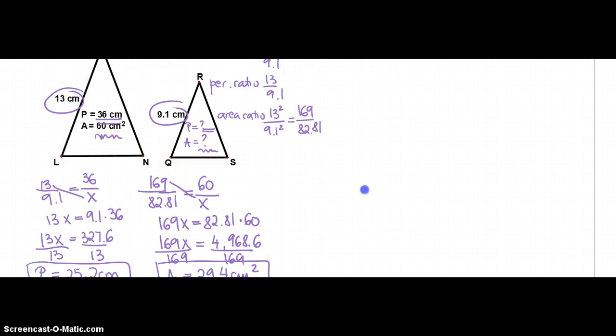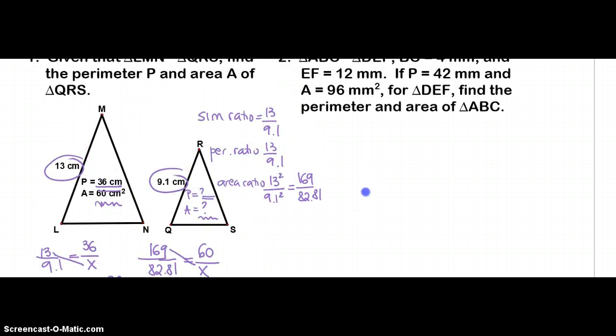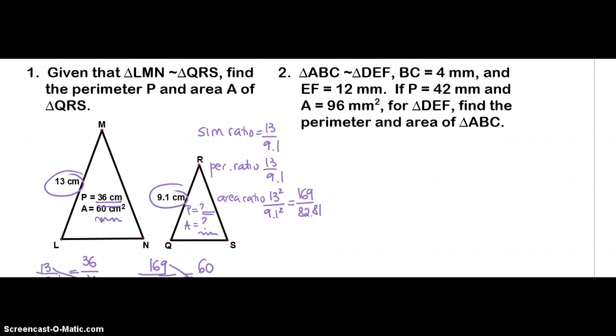Okay, so let's look at the next one. Triangle ABC is similar to triangle DEF. Alright, but it doesn't give us the dimensions, so let's sketch that. We have two triangles. ABC is similar to DEF. So you sketch two triangles. BC is 4. EF is 12.